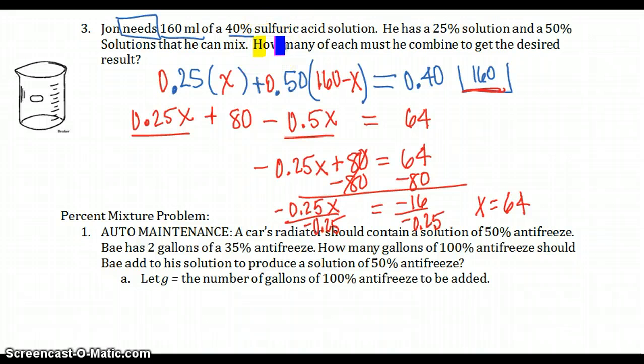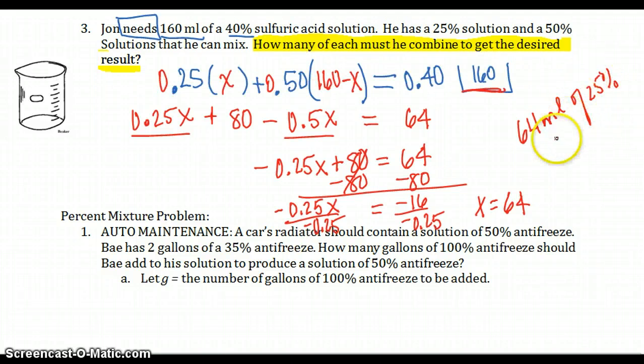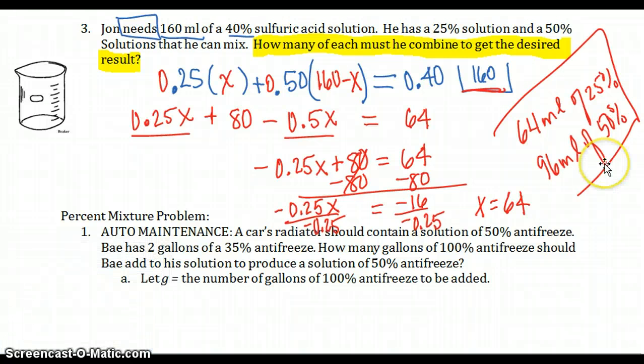Let's go back. How many of each must he combine to get the desired result? So how many of each? So I've just found out that 64 was x, and x was the 25% solution. All right, so I need 64 milliliters, because that's our unit of measure, of the 25% solution. And so if I need 64 milliliters of the 25% solution, I'm going to subtract 160 minus 64. I did that on my calculator, and I'll need 96 milliliters of the 50% solution. So that's how you should write that answer.